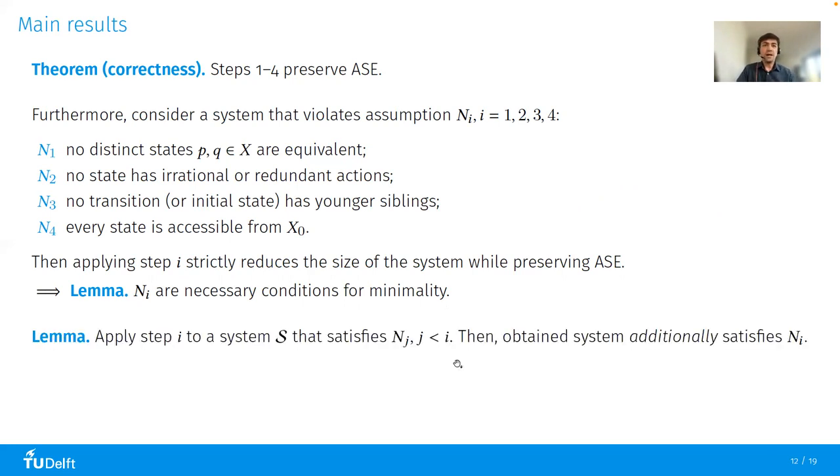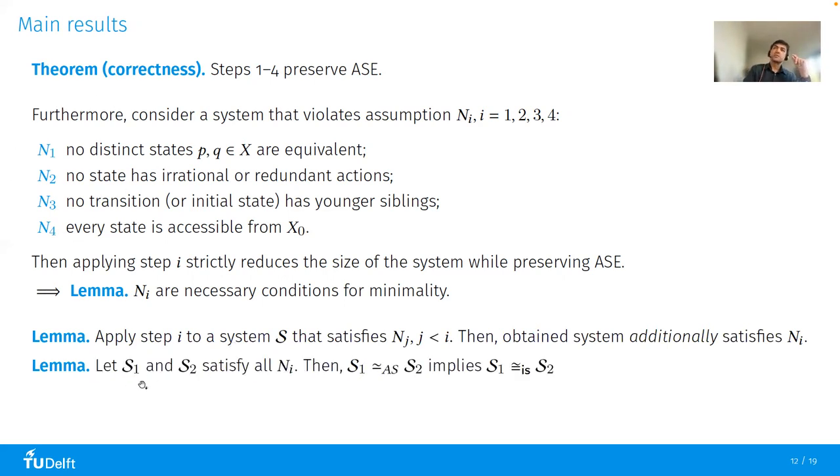Now, we also prove that by applying step, say 3, on a system that satisfies conditions N1 and N2, we still satisfy the former conditions and additionally satisfy the new one. So applying the steps in the right order guarantees that the obtained system satisfies all of these conditions.